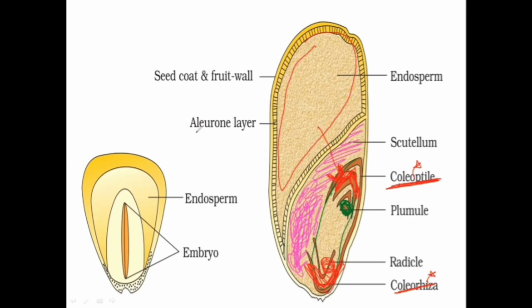And they have got this aleurone layer, which is again a specific character of monocot seeds. This aleurone layer is made up of proteins. Clear? Seed coat and fruit wall is clear. This is the endosperm, this is the epidermal layer. Okay, and this is the aleurone layer, which is present between the endosperm and the coleoptile, and between the scutellum, that is the cotyledon. This scutellum is the single cotyledon found in the monocot seeds.